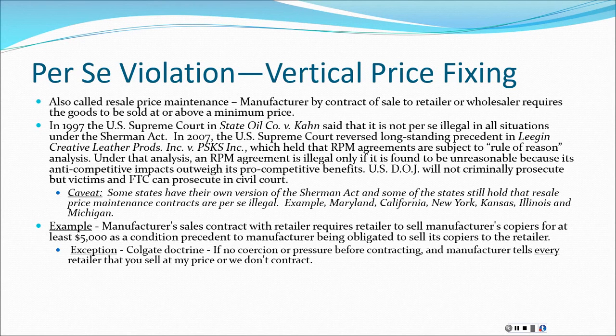Now there is an old exception called the Colgate Doctrine that says if there's no coercion or pressure before the contracting, and the manufacturer tells every retailer that it sells to that you sell at my price or we don't sell to you at all, which basically means there are no exceptions, then no one can get harmed as a result of it. The Colgate Doctrine exception.